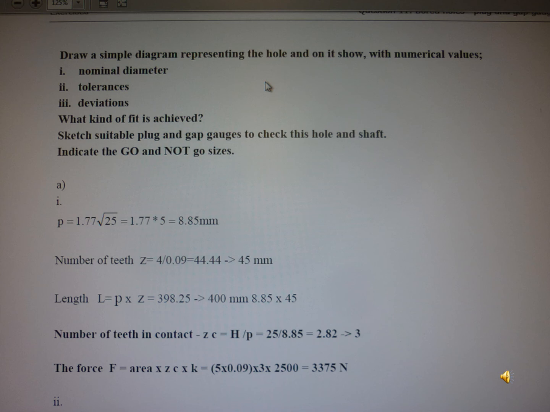So this program is talking about the cutting tool when we are making the tool and their numerical values: nominal diameter, torus, and the deviations.